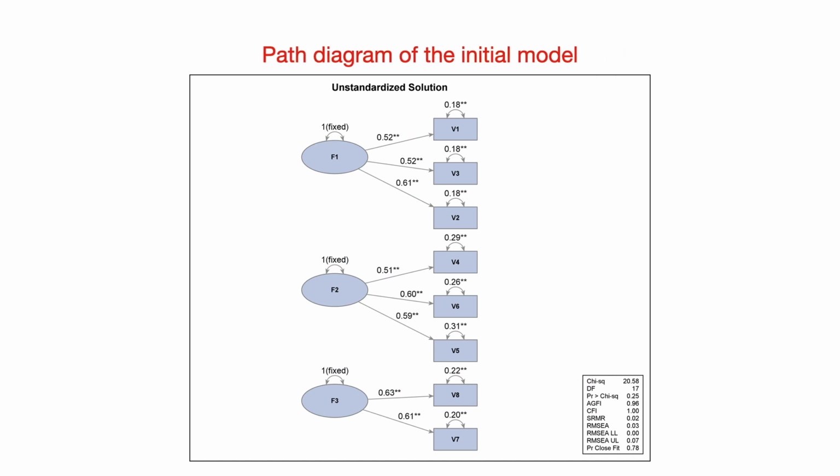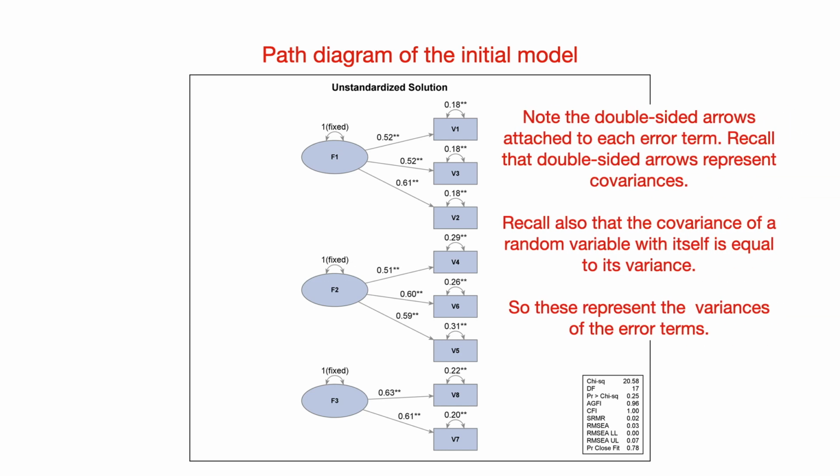And finally, we have a path diagram of the initial model. Now note the double-sided arrows attached to each error term. Recall that double-sided arrows represent covariances. Recall also that the covariance of a random variable with itself is equal to its variance. And so these double-sided arrows associated with the manifest variables represent the variances of their error terms.